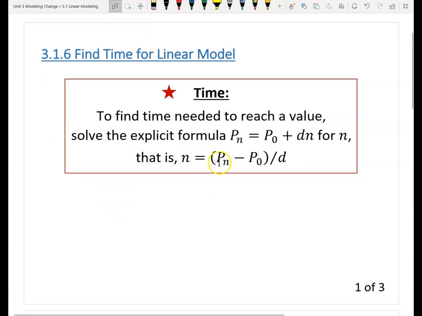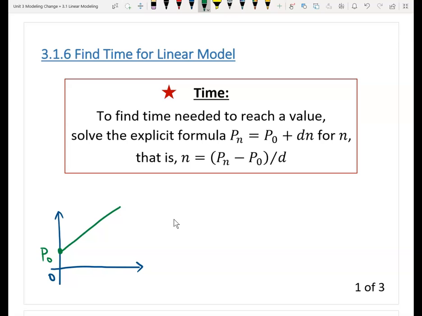Here is the formula to find the time n. Let me draw a graph to show the question. Suppose we have a linear model. Let me give you the model is an increase model, so a linear increase model. Here is the origin, and this point is the initial, which is P0. Let me give you an example, just the linear growth.